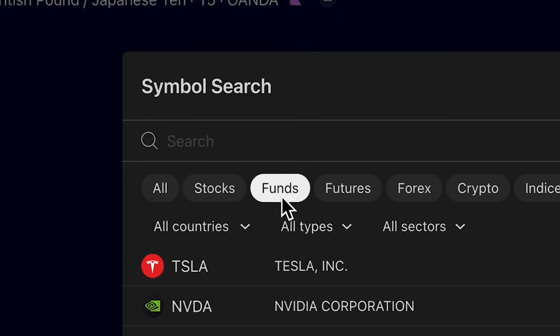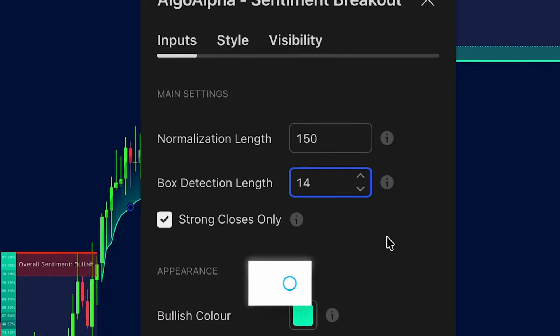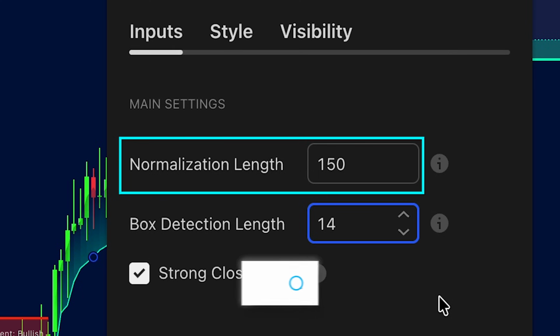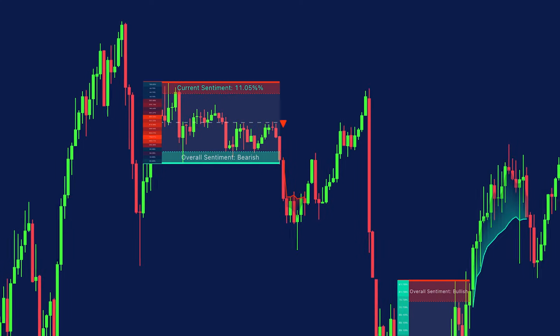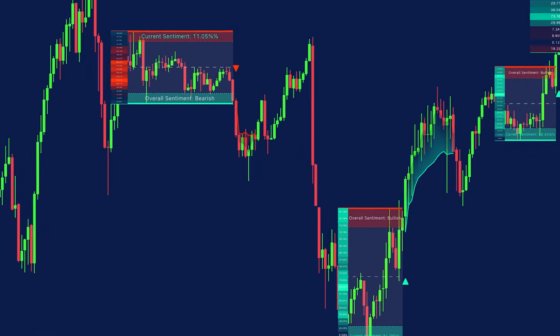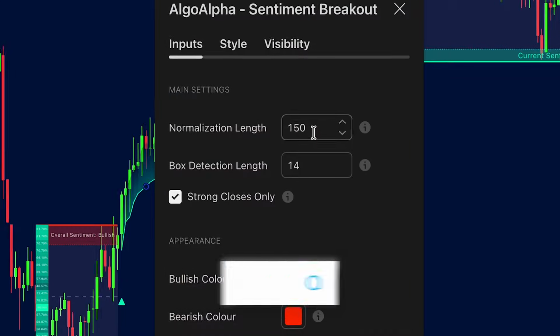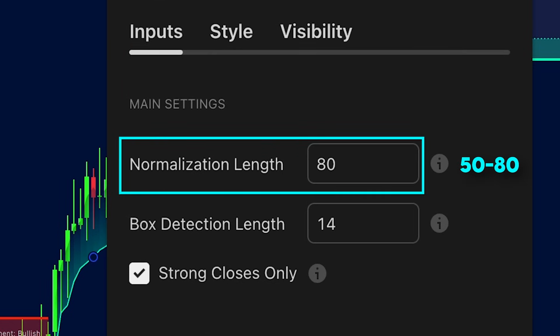But these strategies only work their best when you've got the perfect settings for your specific market. For forex pairs, especially majors, set your normalization length between 100 and 150. Forex has a lot of institutional noise and false compression zones during off hours, so these longer settings filter those out effectively. For crypto, you need much more aggressive settings because of the volatility. Drop your normalization length to 50 to 80.